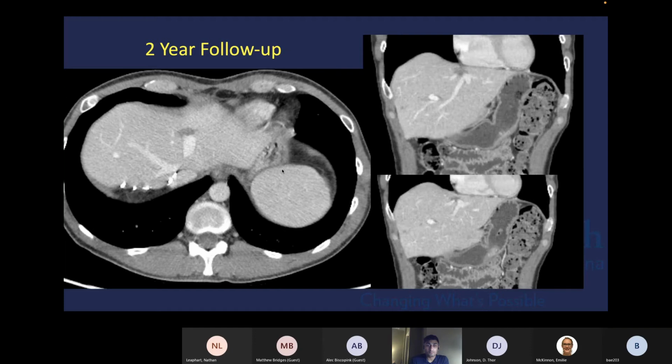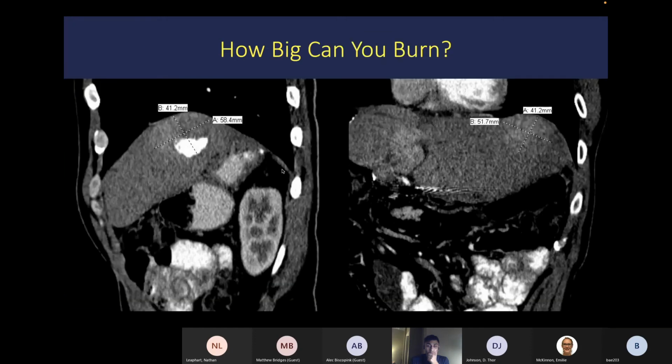So again, I told you it's about a seven-year survival benefit if you can ablate or if you can actually do surgery in these patients. So this is a 45-year-old guy with three little kids who is probably going to get at least 7 years of survival as a result of this therapy. And so that's really powerful when you talk about it in those terms.